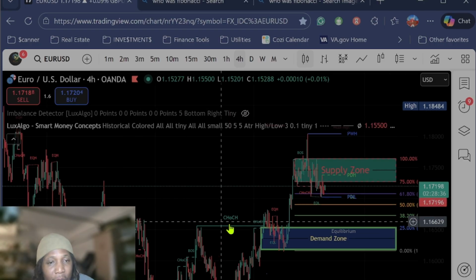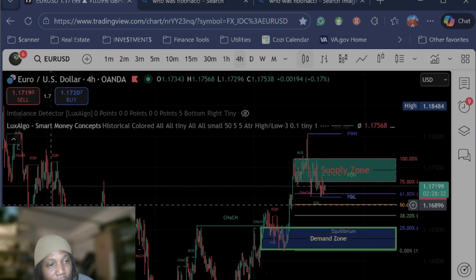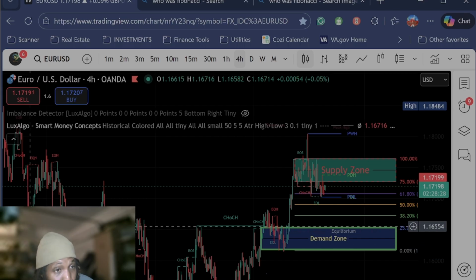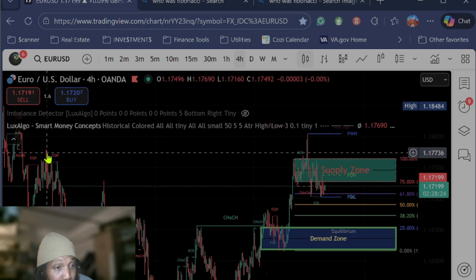And right here, we had the CHoCH, the change of character. It was making lower lows, lower highs, because this high is lower than the high above.